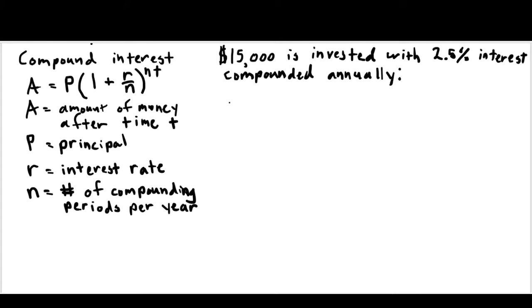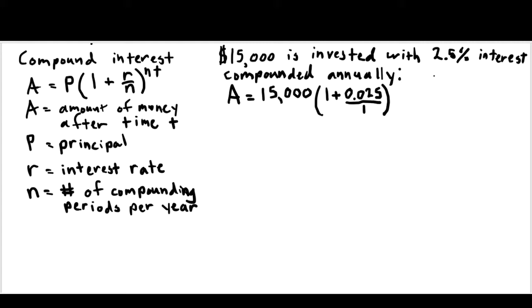Okay, so using the compound interest formula, P would be 15,000. Interest rate is 2.5%, as a decimal that is 0.025. Annually means one time per year, so N is equal to 1. And that is raised to the power.